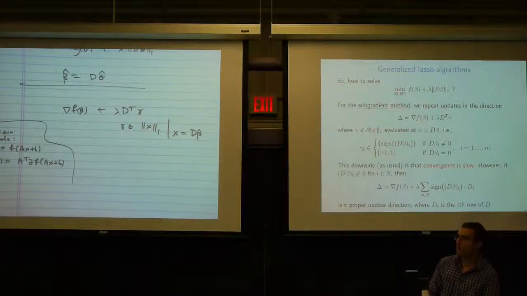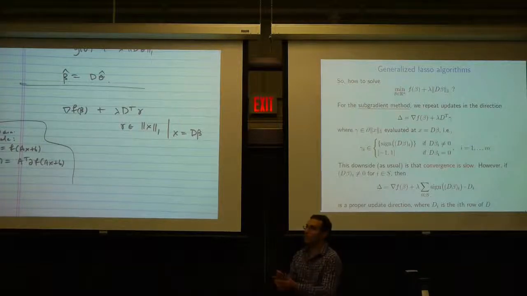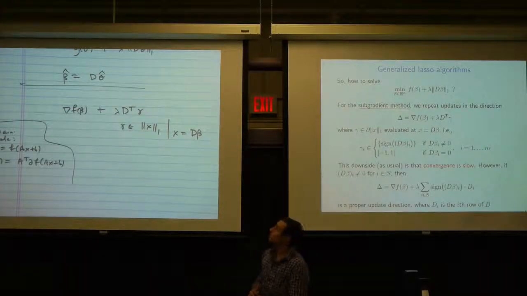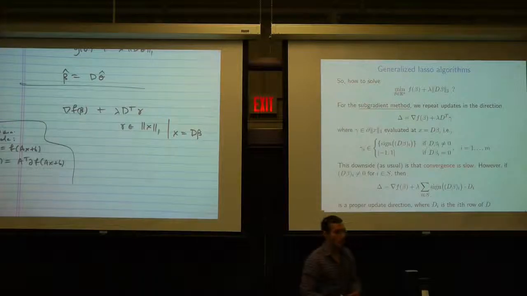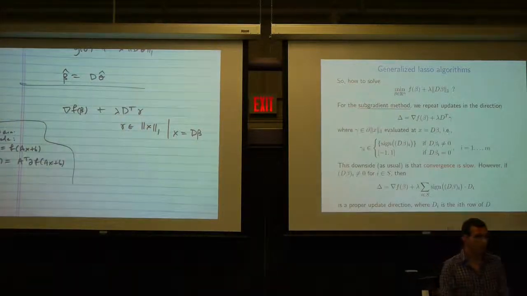Okay, so that's the subgradient of the criterion. I just need to look at the vector d beta and find where it's 0. In those components, I can choose anything between -1 and 1. In the components where it's non-zero, I just choose its sign. I multiply that by d transpose, multiply that by lambda. That gives me the subgradient of this part, and I add to that a gradient of f.